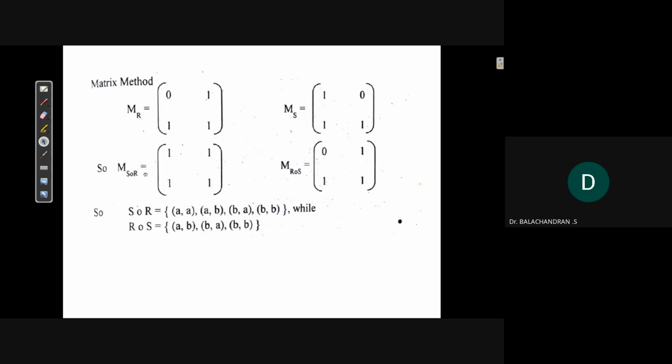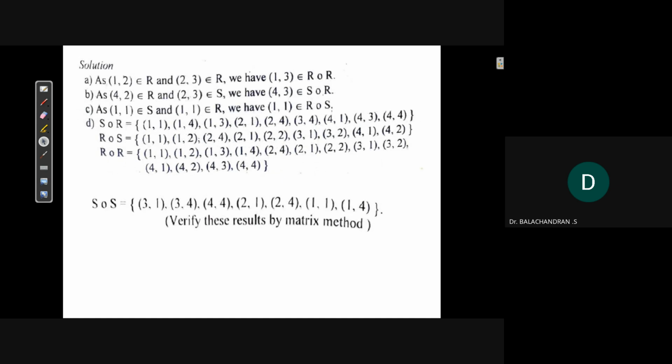From this matrix, you can write the elements: A comma B, B comma A, B comma B. From this, A comma A is not there. So A comma B, B comma A, B comma B. So these are some of the problems. Please go through them. This is not that important, but interested students, please work out these problems. I gave the solutions here, so you can check them.